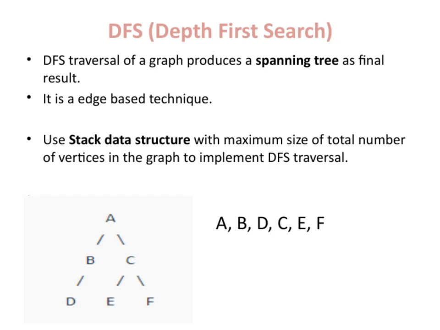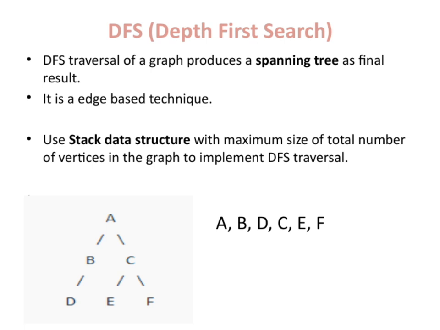Now, when we perform a DFS traversal on a graph, the final outcome is a spanning tree. This means that DFS helps us connect all the vertices in a way that covers the entire graph without creating cycles, resulting in a tree that includes all nodes. Since DFS is an edge-based technique, it focuses on exploring the edges of the graph systematically. To implement DFS, we typically use a stack data structure. The size of this stack is capped at the total number of vertices in the graph, ensuring we can handle the entire traversal efficiently.